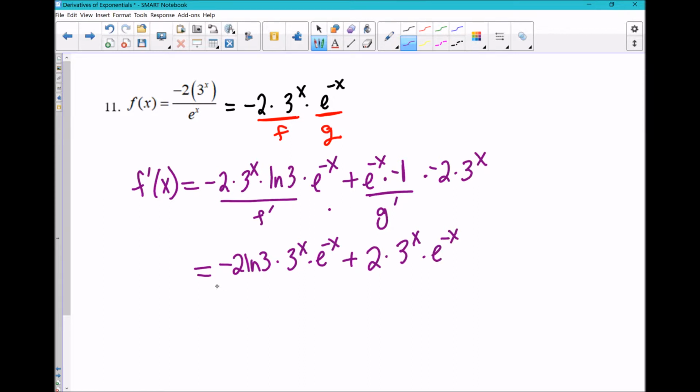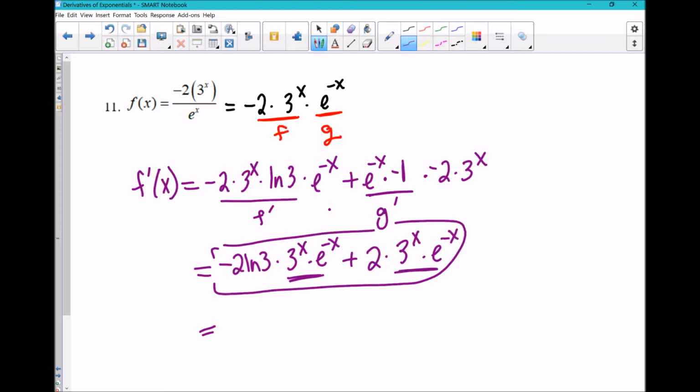And this is 100% correct. You'll often see it written with this 3 to the x e to the negative x factored out. So you can actually factor out the 2 times the 3 to the x times the e to the negative x, and you'd be left with a negative natural log of 3 plus 1. Which is kind of interesting, right? 1 minus natural log of 3. This does look much cleaner.